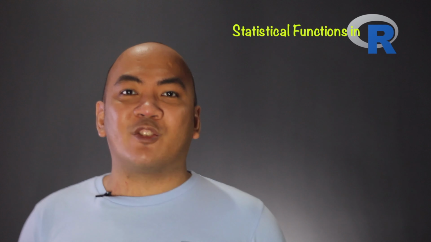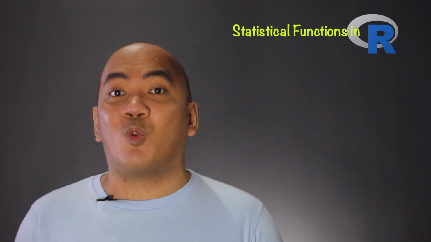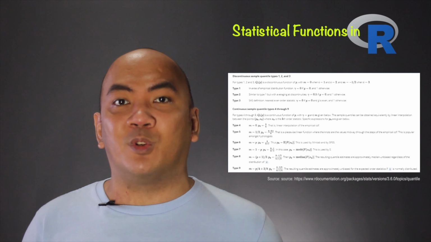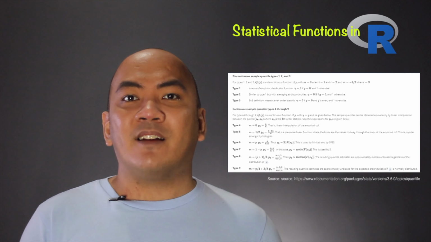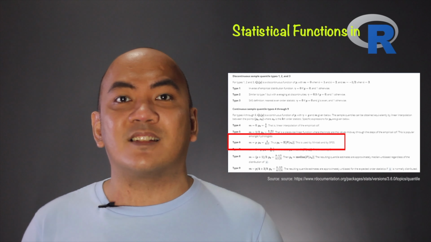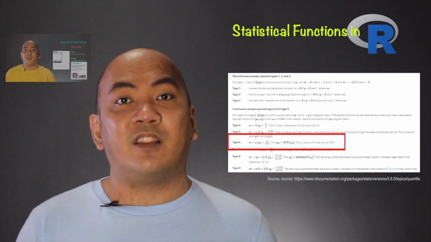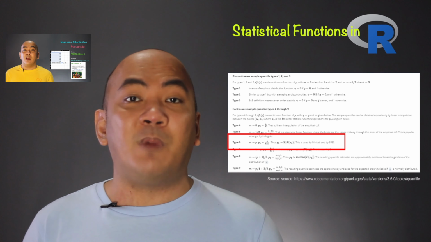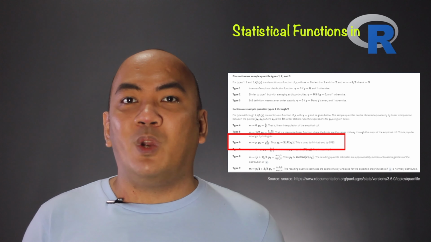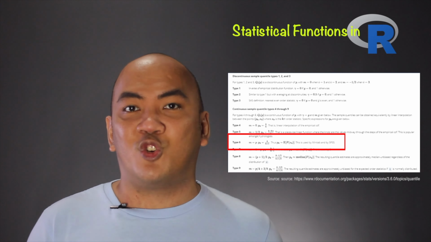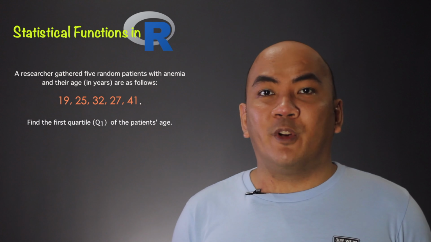Let's move on with the measures of other position, also known as quantiles. And R was able to document 9 ways of computing quantiles. SPSS and Minitab have the same way of computing quantiles, and that is type 6 in the R documentation. And that is also the same way I computed quantiles in my previous video. So we will use type equals 6 every time we use the quantile function. So let's try to compute for the quartiles.